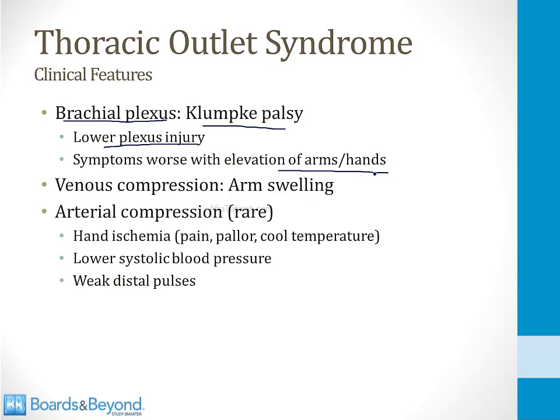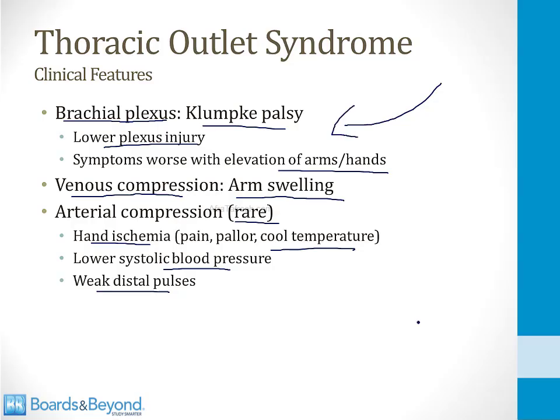In addition to the nerve injury, however, there will be symptoms related to vascular compression. So usually the thin-walled veins are compressed and this leads to a swollen arm. In addition, there can sometimes be arterial compression, although this is rare. This can lead to ischemia of the hand, where the hand is painful and pallorous and cool to the touch. There can be a lower systolic blood pressure in the affected arm, and the distal pulses can be weak. But the way to recognize this in a board question is that it will be a brachial plexus injury in addition to evidence of vascular compromise like arm swelling or ischemia of the limb.